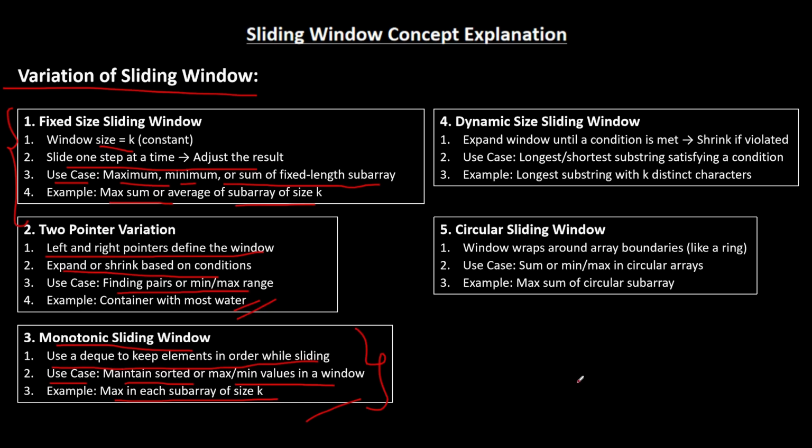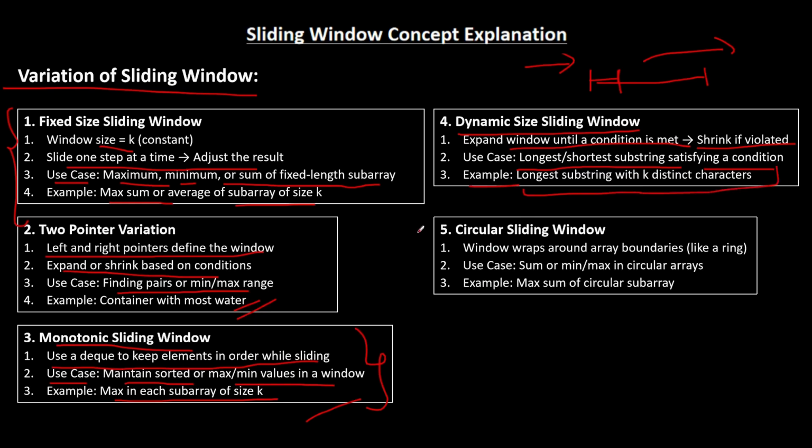Now the fourth variation will be the dynamic size sliding window. We expand the window until a condition is met, and shrink it if it is violated. Expansion of the window is done from the right-hand side and shrinking is done from the left-hand side, right? If we expand it like this, then you shrink it from the back this way. The use case is longest or shortest substrings satisfying a condition. An example could be the problem longest substring with k distinct characters.